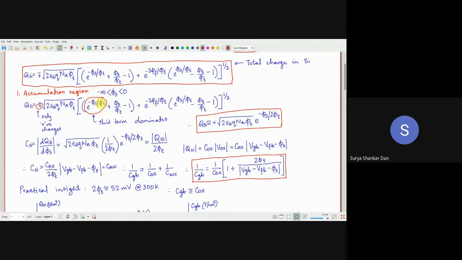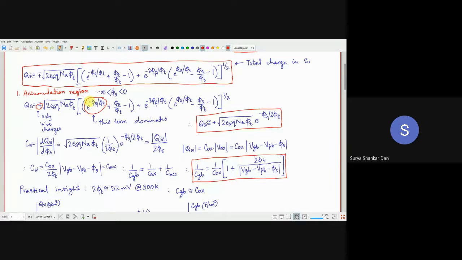Remember, phi t is very small, in millivolts. Phi s is in volts. So essentially, it is 1,000 times larger than the phi t. As a consequence, e to the power of some positive quantity will be very, very large compared to all the rest of the terms. Makes sense?